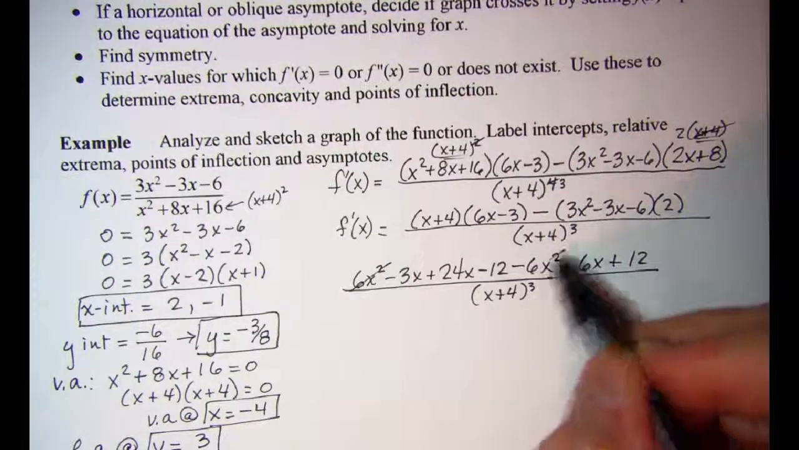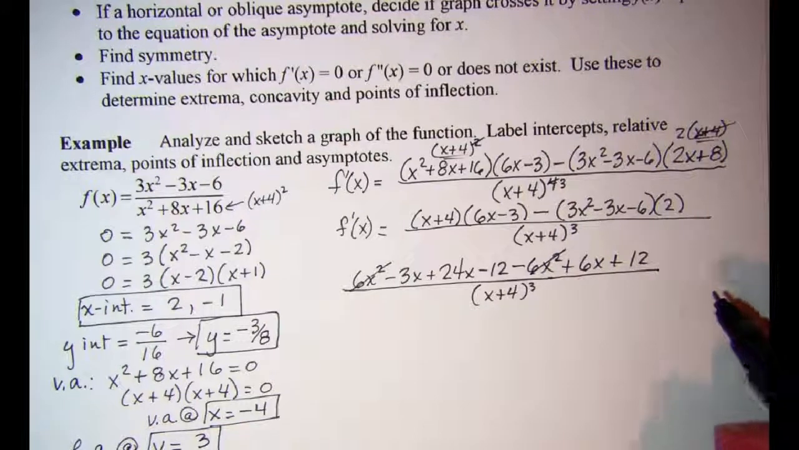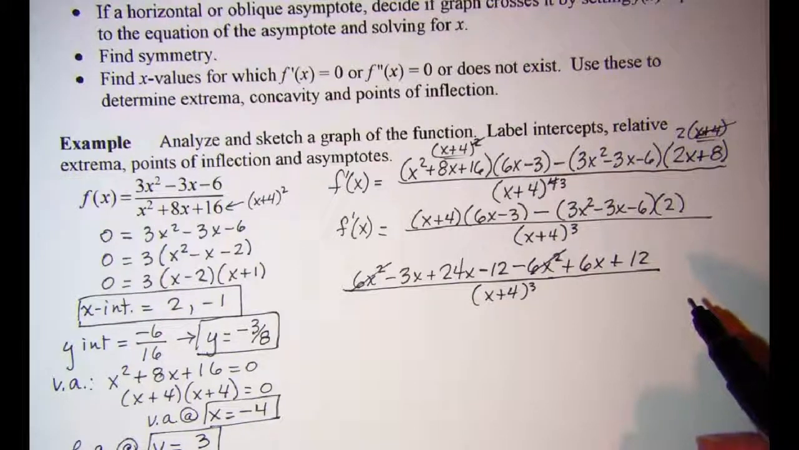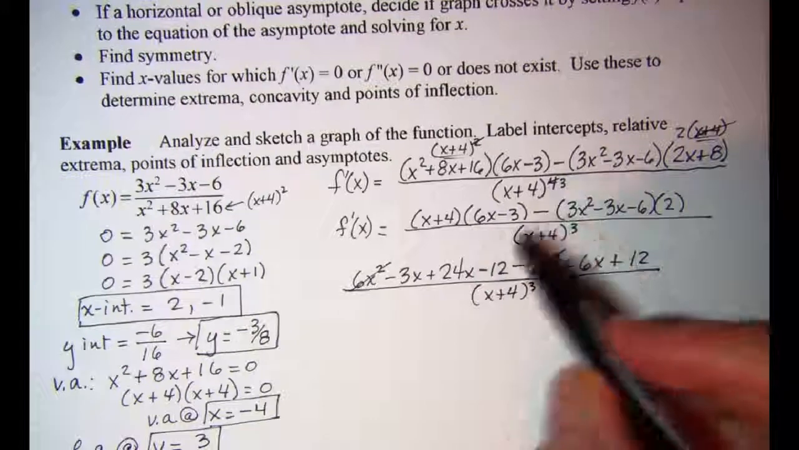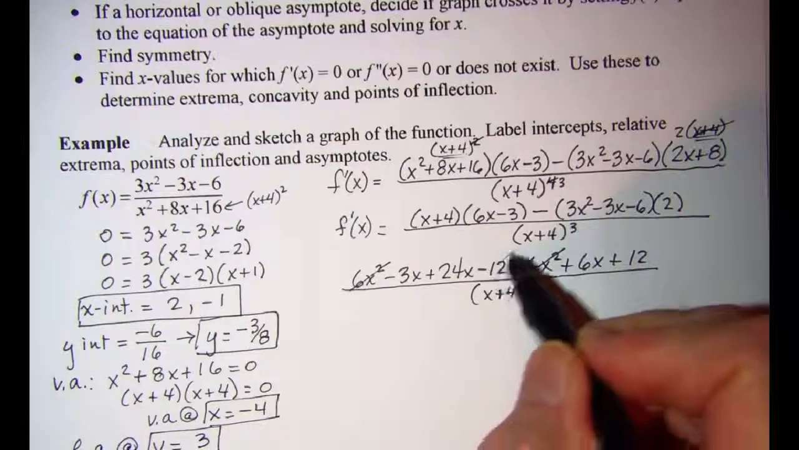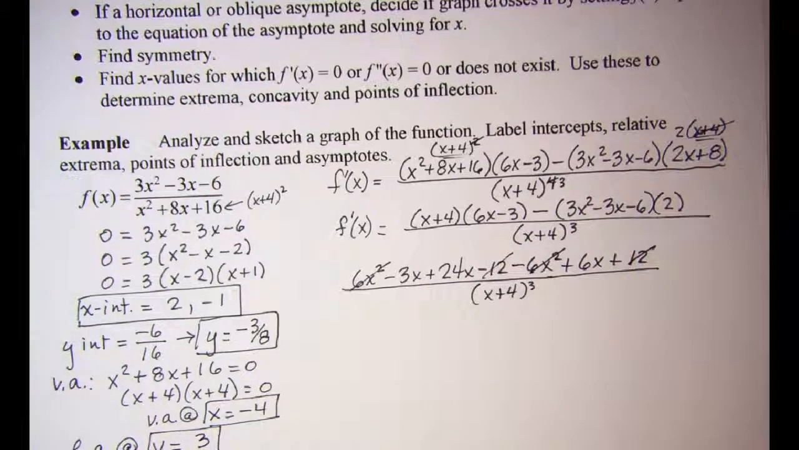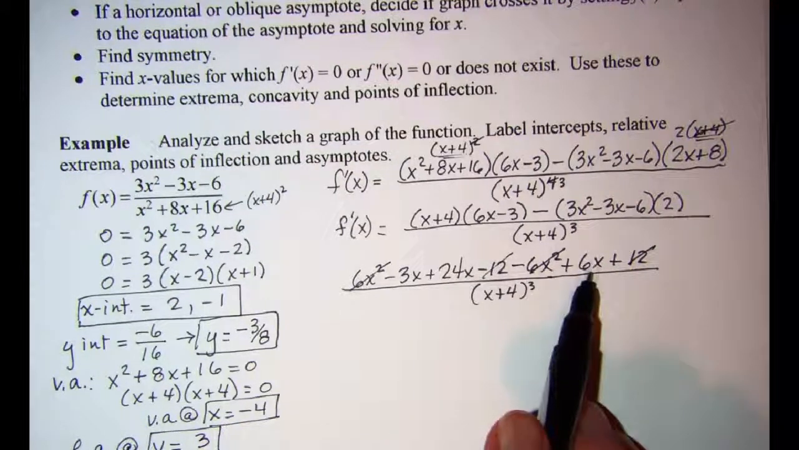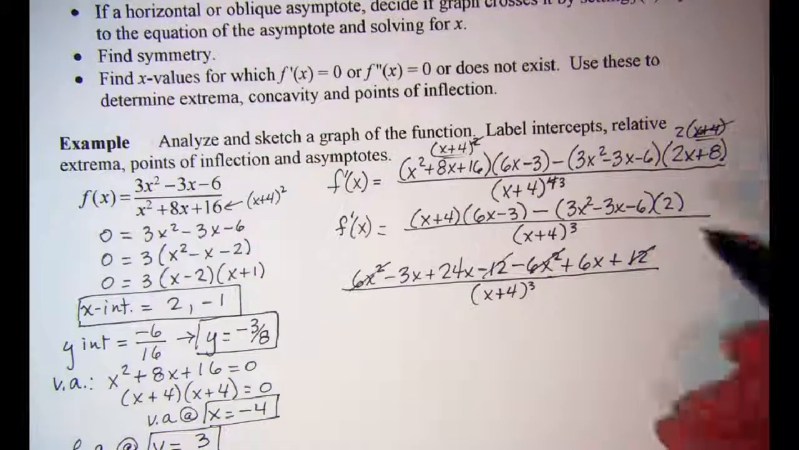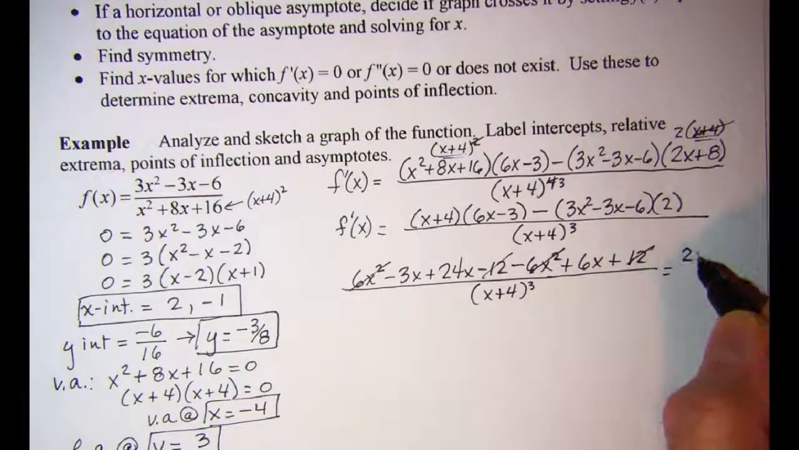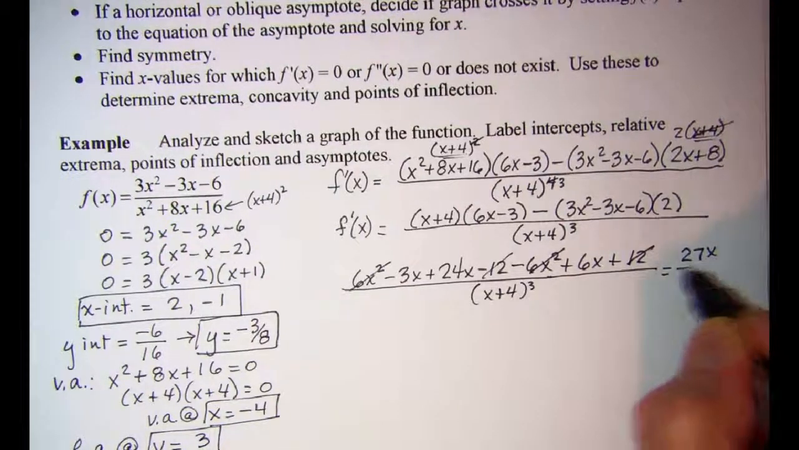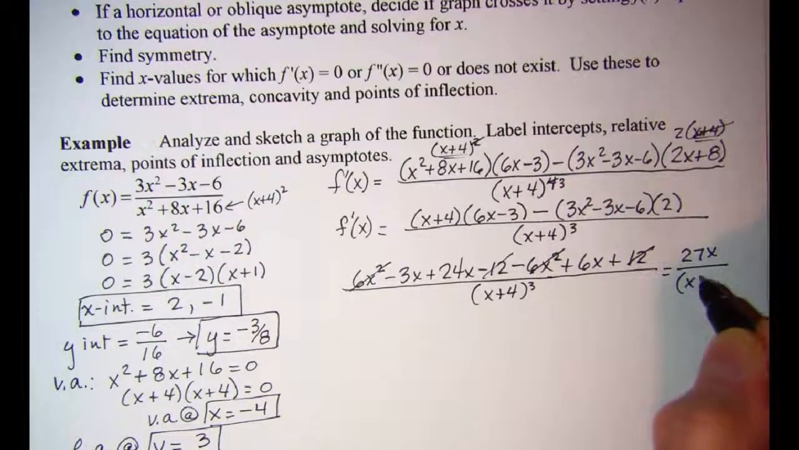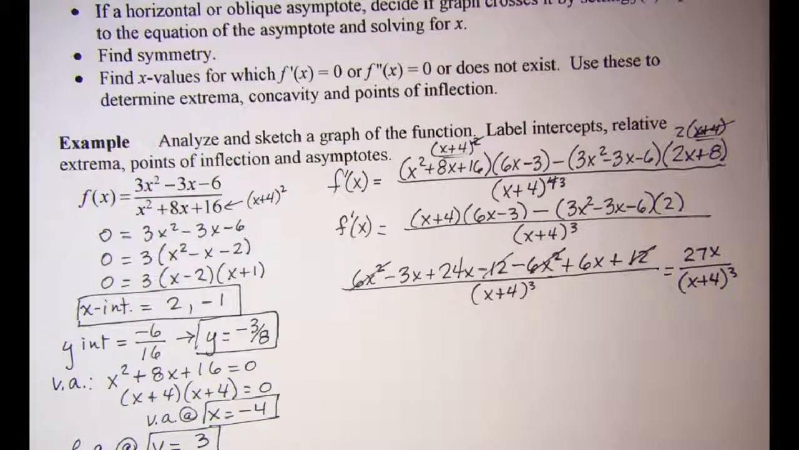These cancel. I have a negative 12 and a positive 12. Those are going to cancel. So it looks like 24 and 6 is 30 minus 3. Looks like I have 27x over x plus 4 cubed. That's my first derivative.